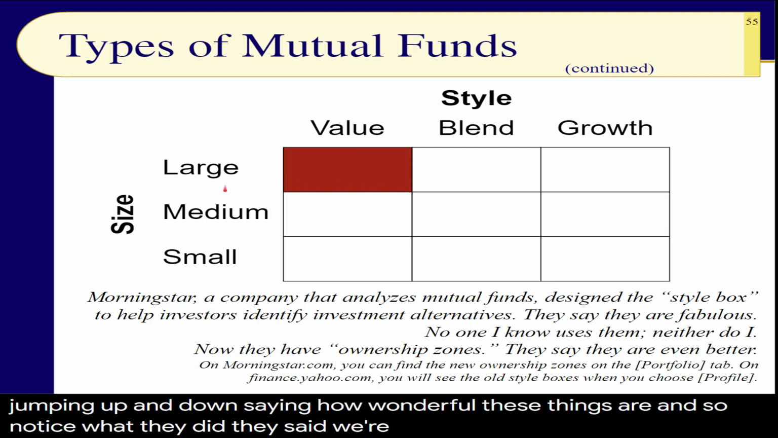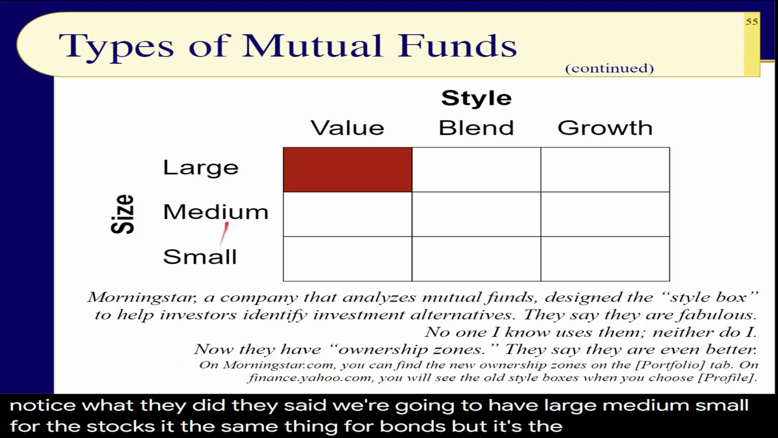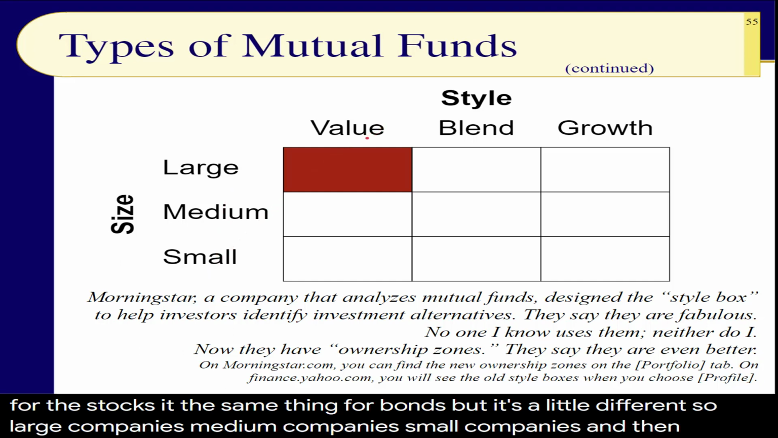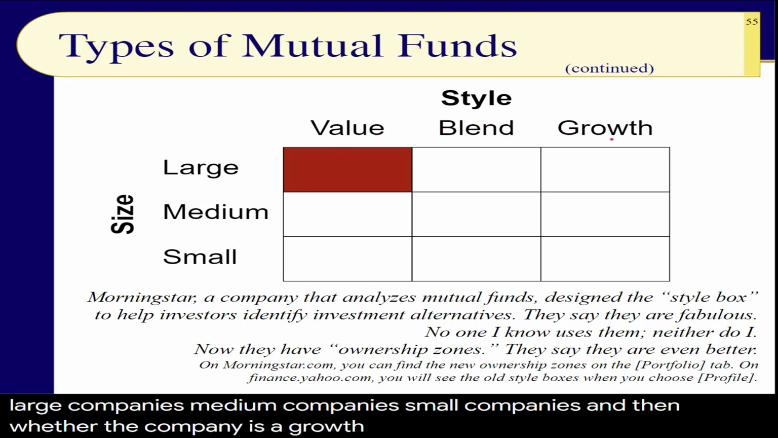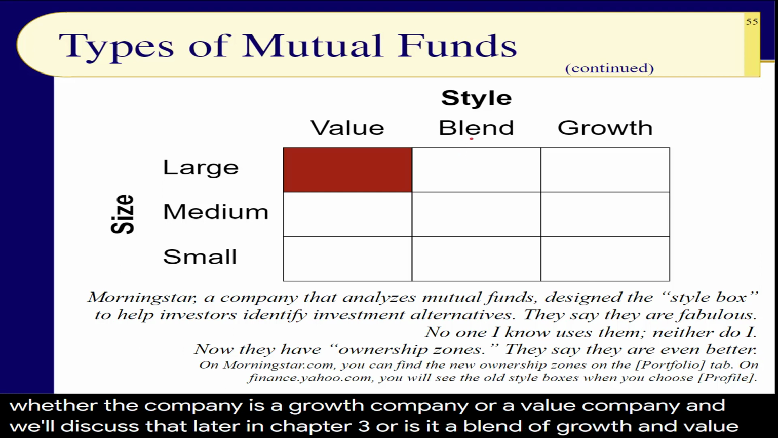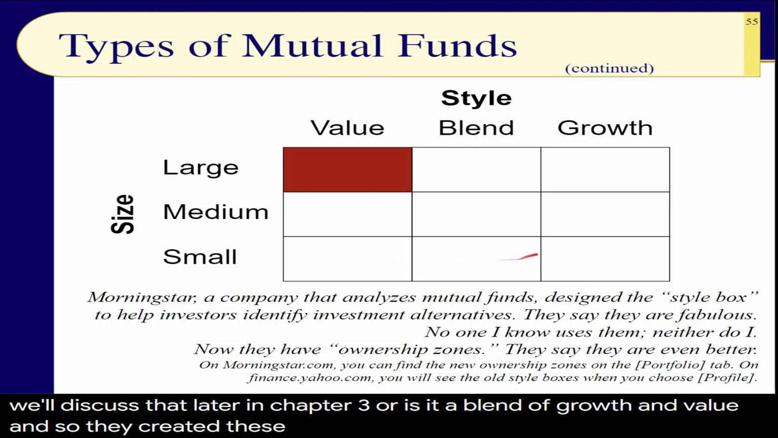They said, we're going to have large, medium, small for the stocks. They did the same thing for bonds, but it's a little different. So large companies, medium companies, small companies, and then whether the company is a growth company or a value company, and we'll discuss that later in chapter 3, or is it a blend of growth and value? And so they created these 9 style boxes.